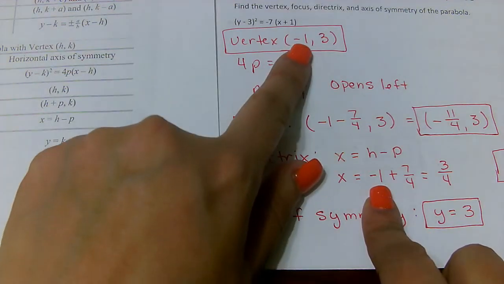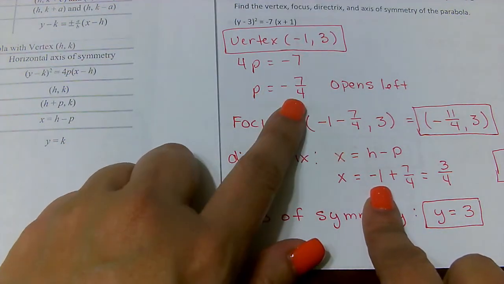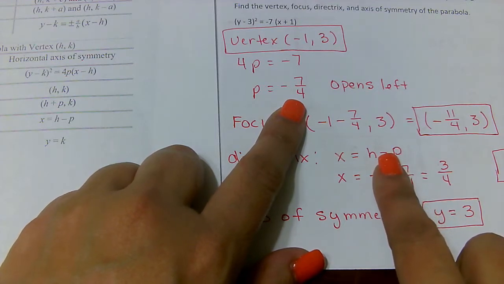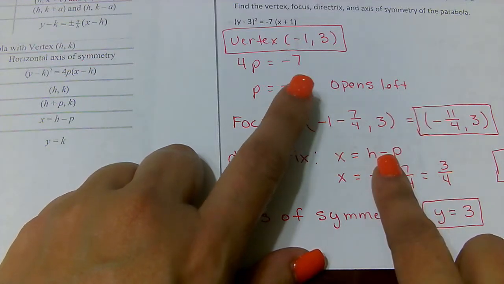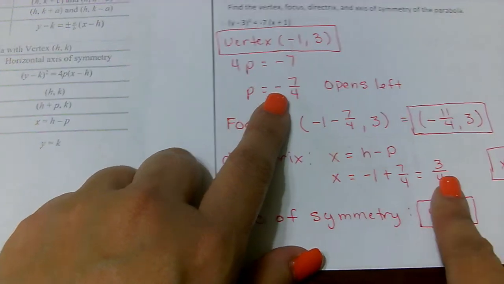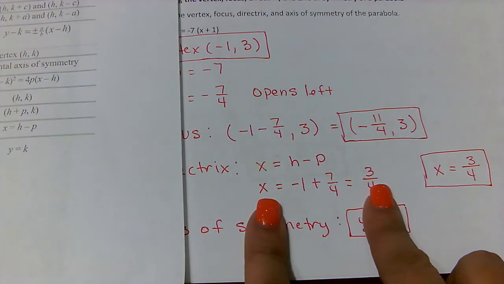h is still going to be -1, and my p is going to be 7/4. Notice that there's a negative sign in the equation, so a negative times a negative will get me a positive. When I add these two together, I get x is equal to 3/4.